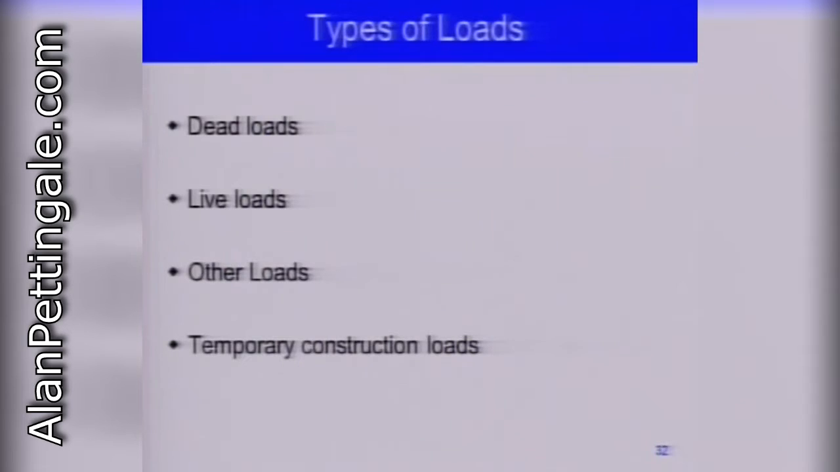So going to the loads now, what type of loads do we have? We have the dead loads, the live loads, other loads, and then we also have the temporary construction loads, and that mainly applies to bridges when we have to cantilever out a part of the bridge.